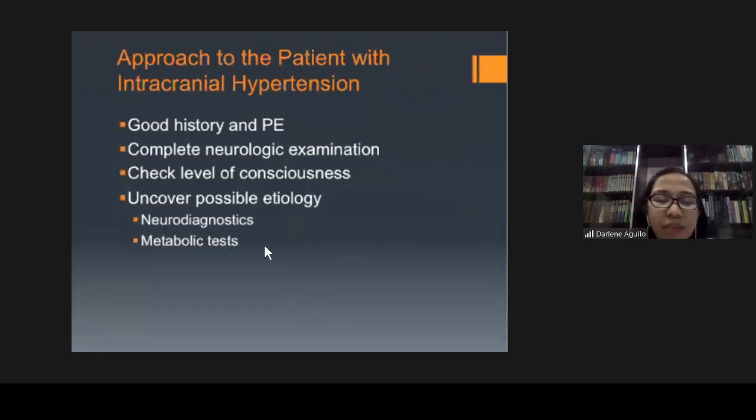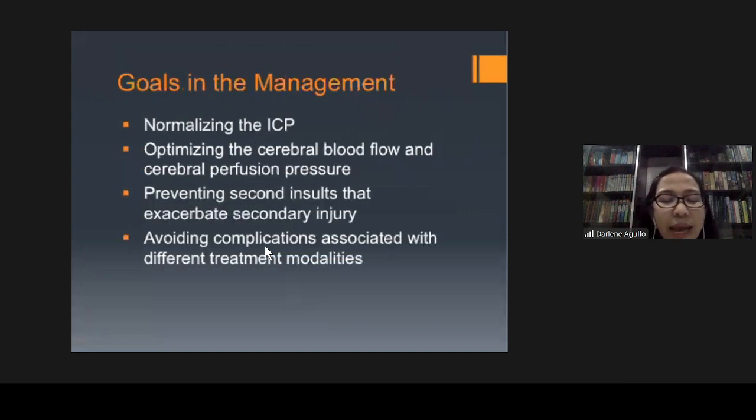Okay, so the treatment of intracranial hypertension should be directed to the underlying cause. Of course, you need a good history, physical examination, and complete neurological examination. Always check the level of consciousness, then uncover the possible etiology, confirm it with neurodiagnostics, or do metabolic testing. And the evaluation of the child with increased ICP also includes stabilization.